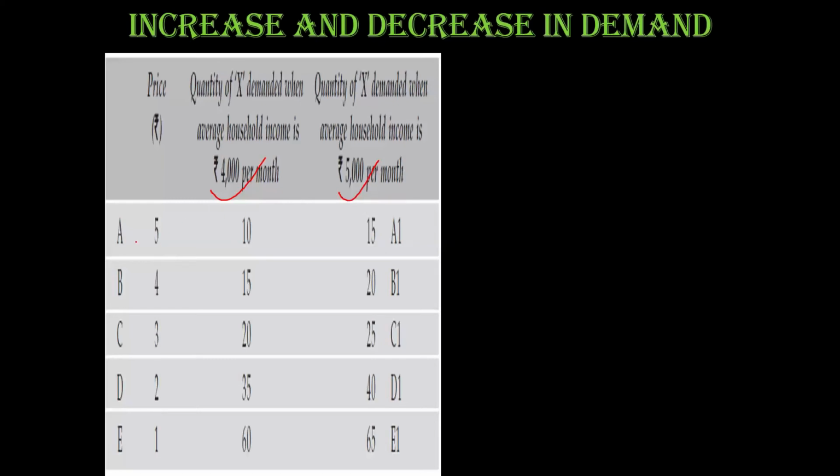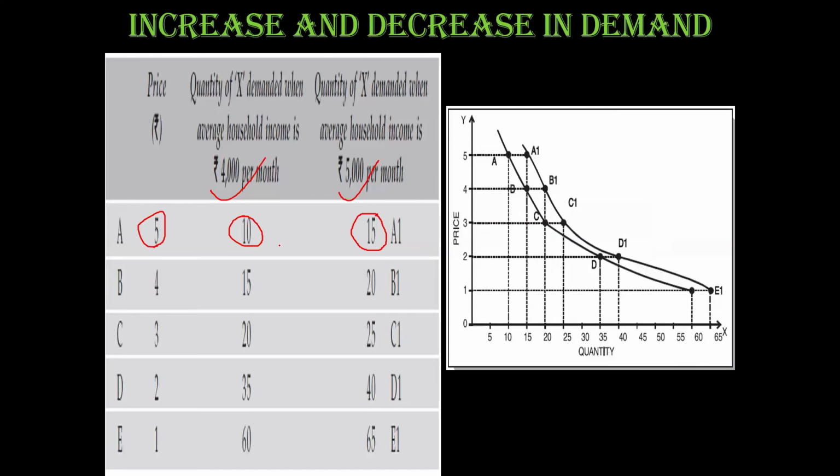For example, at the price of 5 rupees, when income was 4,000, our demand was 10. But at the same price of 5 rupees, when income increased to 5,000, our demand increased to 15. Now let us put this on the diagram.